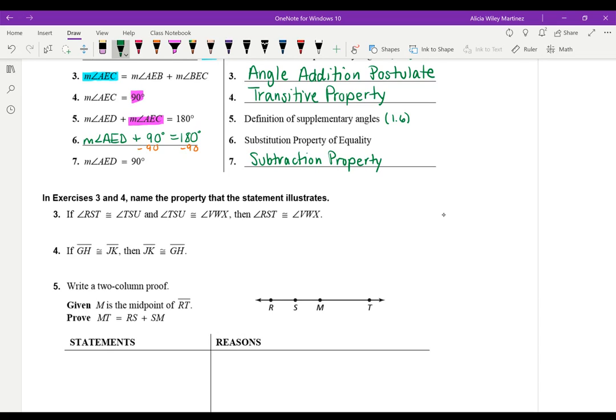In number 3, it just says name the property that the statement illustrates. So it's saying angle RST is congruent to angle TSU, and angle TSU is congruent to angle VWX. They've then stated in their conclusion that RST is congruent to VWX. You can see that both of those things are congruent to the same thing, so therefore they are congruent to one another. So this would be an example of the transitive property.